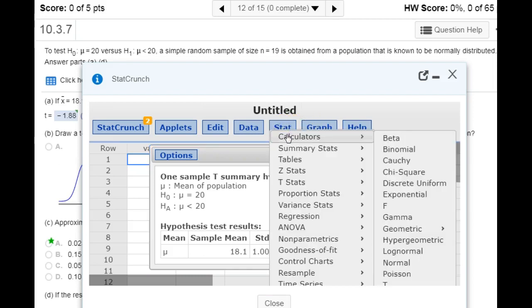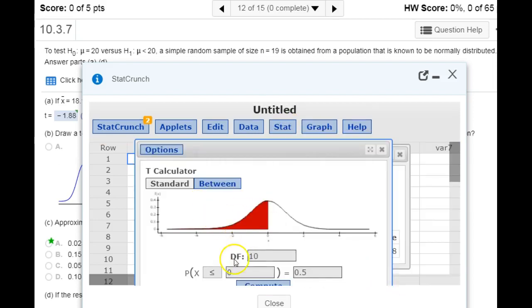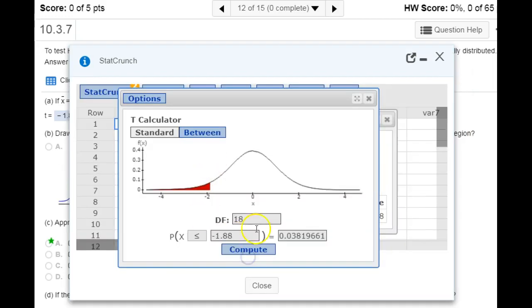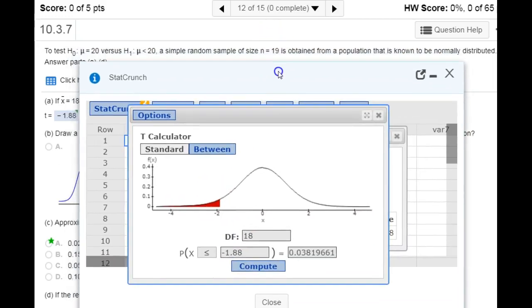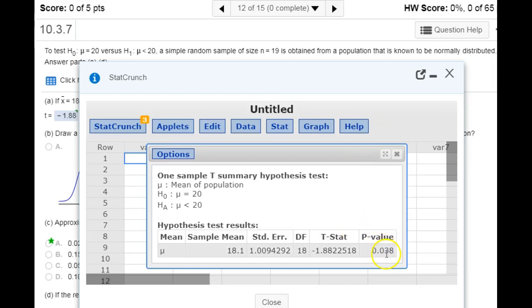I mean, we can also see exactly what we're looking at here. If we go to Stat Calculators as a t-distribution calculator, we're doing a less than. The degrees of freedom is one less than the sample size, so since it was 19, one less than that is our degrees of freedom. And then if we enter our test statistic here, we get a graph that illustrates the p-value. It shades the percentage of the distribution that is less than this critical value. And you'll notice that comes out to exactly the same p-value we got earlier.